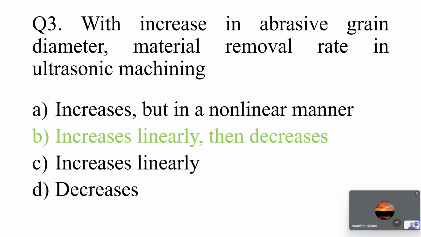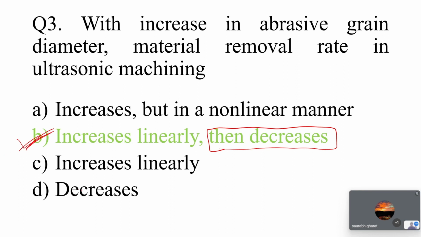Next, as the abrasive grain diameter increases, material removal in ultrasonic machining will increase and then decrease. It increases because of the crushing phenomenon I mentioned in the previous assignment. There is a crushing phenomenon here too, due to which this is the correct answer, because it will increase and then decrease. The decrease part is again important. So this is the correct answer.